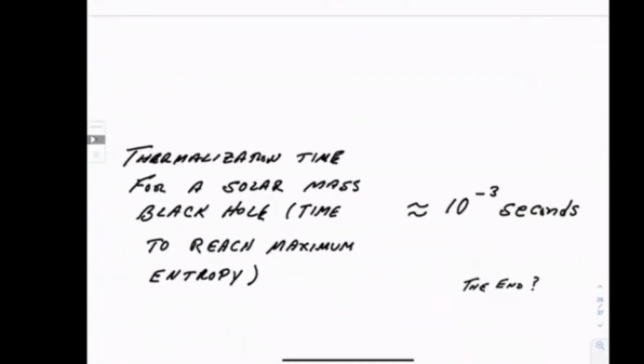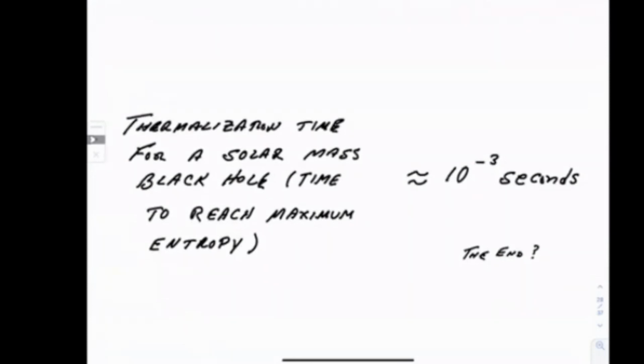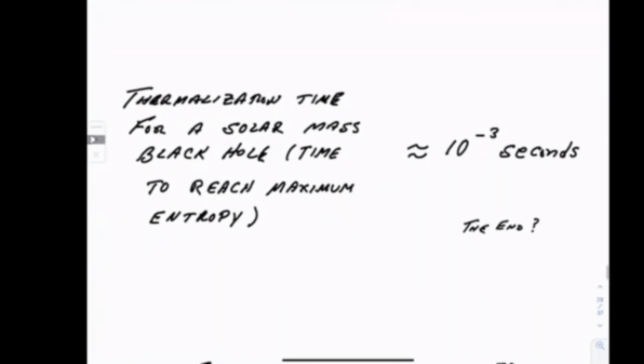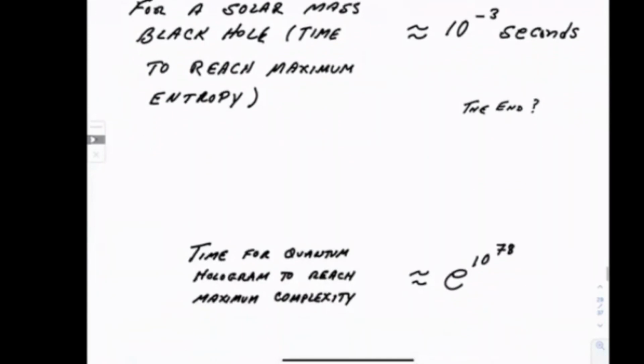How long does it take a system to come to thermal equilibrium? That means how long does it take for its entropy to grow to the maximal value? Well, not very long. In particular, if the system happened to be a solar mass black hole, it would take about a millisecond for it to come to thermal equilibrium. How long, thinking of that system as a quantum system, would it take for its complexity to become maximal?